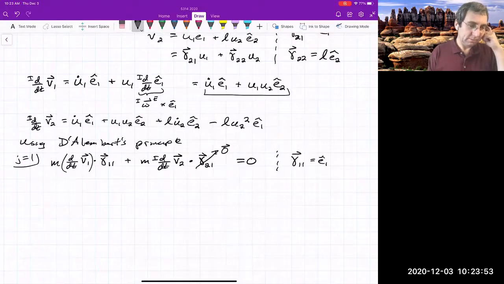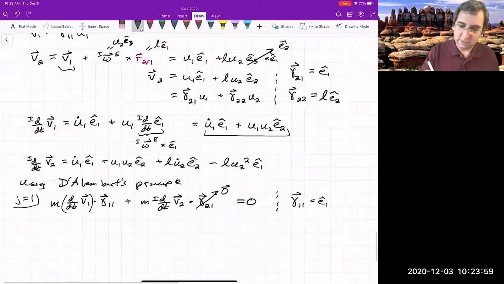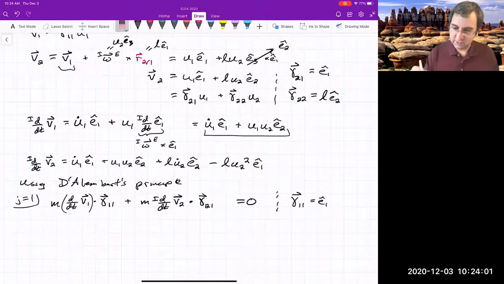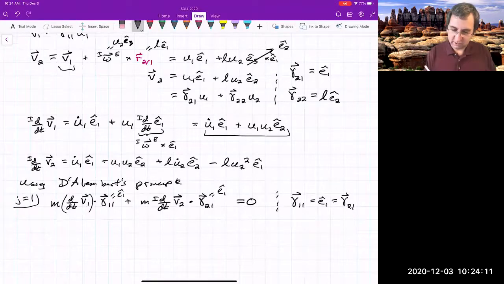I think, if I did this right. Oh, wait, no, hold on. Did I do it right? No, I didn't do this right. Gamma 2, 1 is not 0. Yeah, it's the same as gamma 1, 1. It's gamma 2, 1, so each of these is just E1. We're just taking the dot product of both of these with E1.